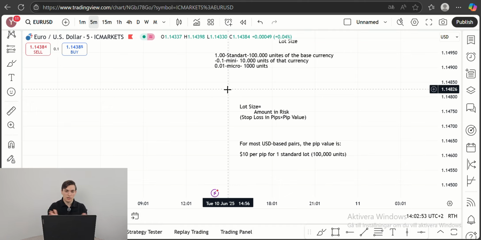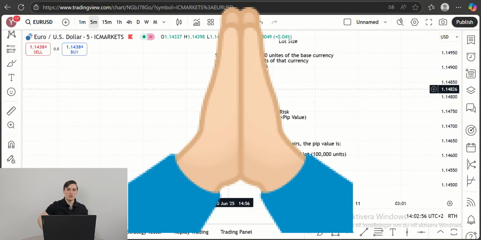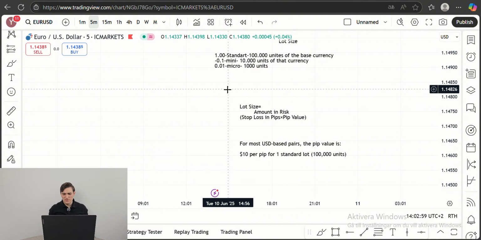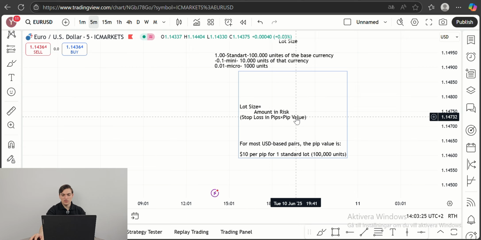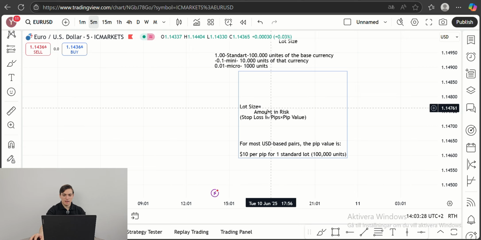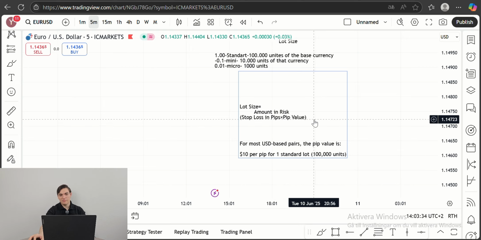However, how do we calculate the lot size? I swear to God, this for me was one of the most difficult things to learn when I started trading. I know there are a lot of position size calculators on the internet that do it for you, but somehow it was too hard for me to understand. So I have here a really simple formula that you can use. Lot size is the amount at risk divided by the stop loss in pips multiplied by the pip value.